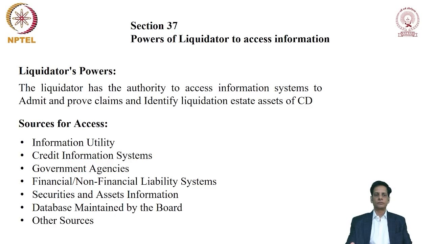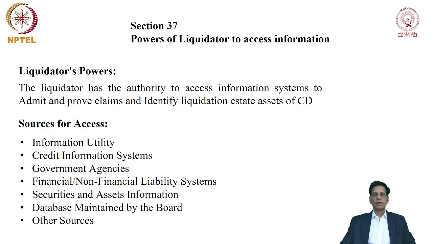So let's look at the sources for access. Number one, whenever in doubt about information, he can have full access to the information utility to understand what the debts and borrowings of the company are and what kind of assets are available. Then the credit information system maintained by various agencies across, CIBIL rating is what we call it. That will affect your credibility, right? So the credit information system is what we call it in broad terms, and the liquidator shall have access to credit information systems to understand what information is available.